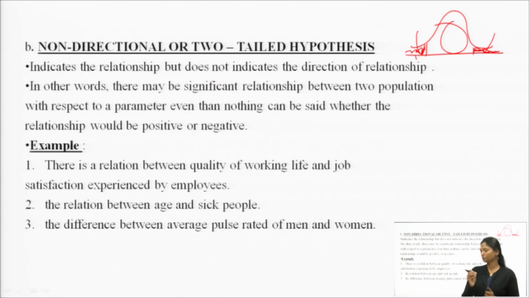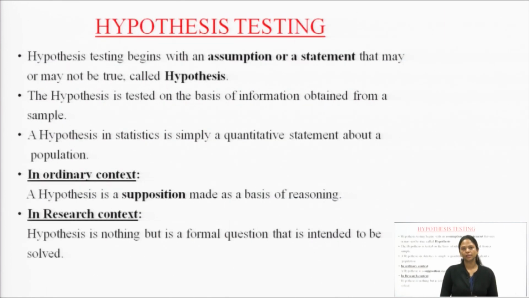The factor age we are talking about. The difference between average pulse rate of men and women. We know there is a difference, there is a relationship, but yes, we do not know whether it is higher or whether it is lower. So, this is a non-directional or two-tailed test.